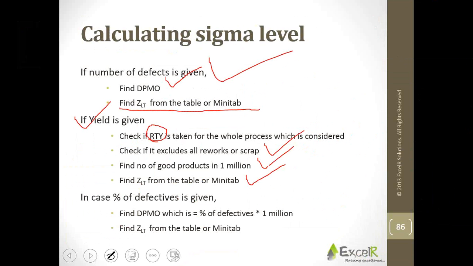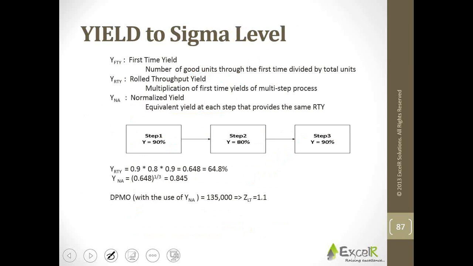In case of percentage defectives, you find DPMO, which is the percentage of defectives multiplied by 1 million. Then again you calculate ZLT from the table or Minitab. So we'll do both of these things. From the table also we'll see how to calculate ZLT, and also from Minitab.